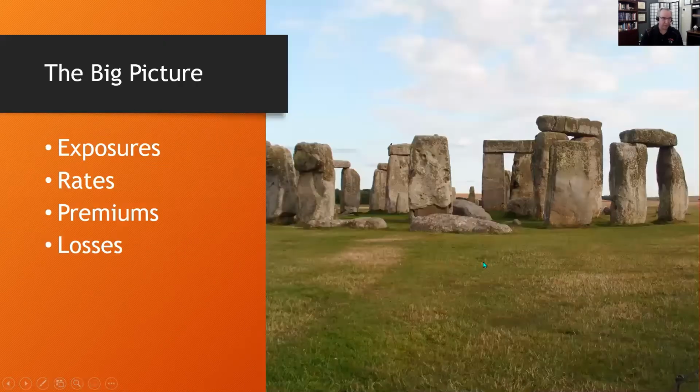Let's begin with the big picture. We're going to be talking about exposures, exposure units, rates, premiums, losses. All through this assignment, we keep coming back to these four concepts with some pretty serious calculations. So if you are grounded in the basic terms, you are then well positioned to master the things you need to know for the exam. So let's dig into exposures, exposure units, rates, premiums, and losses.